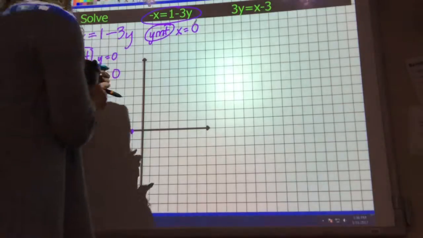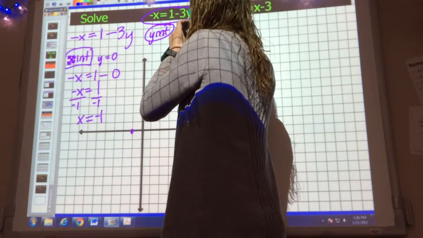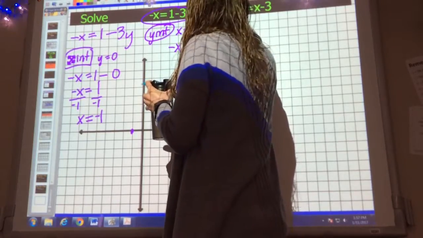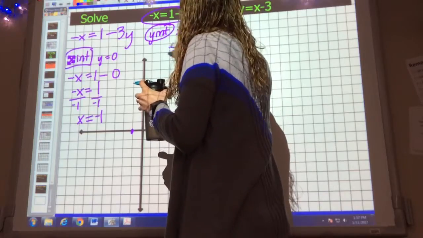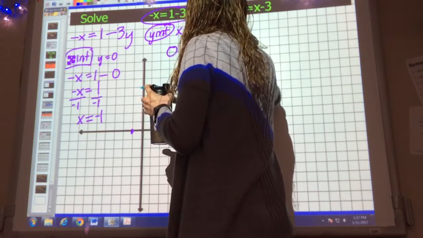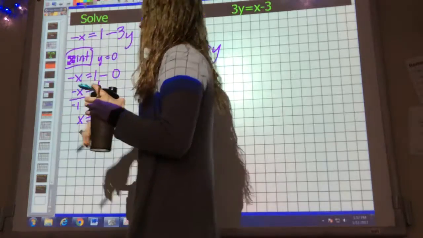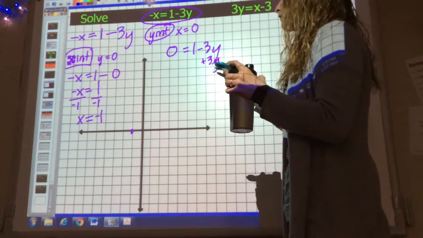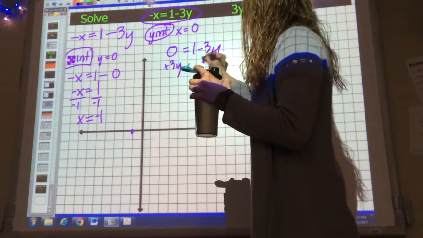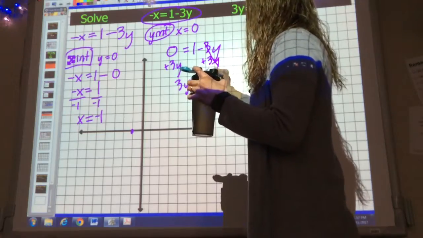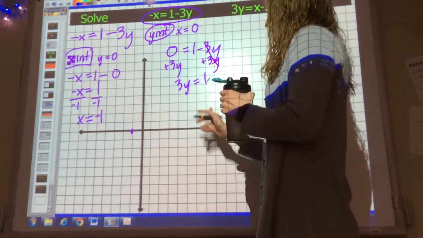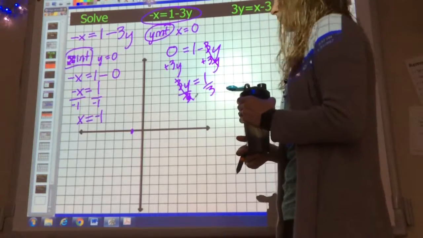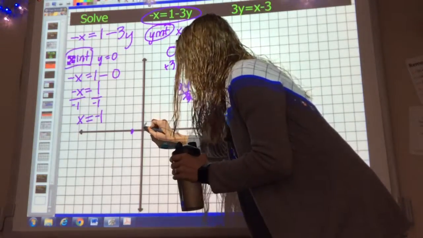So when we plug in 0 for y, oh, whoops, I did it backwards, didn't I? I'm sorry. So we have 0 equals 1 minus 3y, right? What could we move to the other side? Add the inverse. We could add 3y to both sides. So then we're going to get negative 3y equals 1. And what's y going to equal then? Y equals 1 over 3. So y is like barely up there.